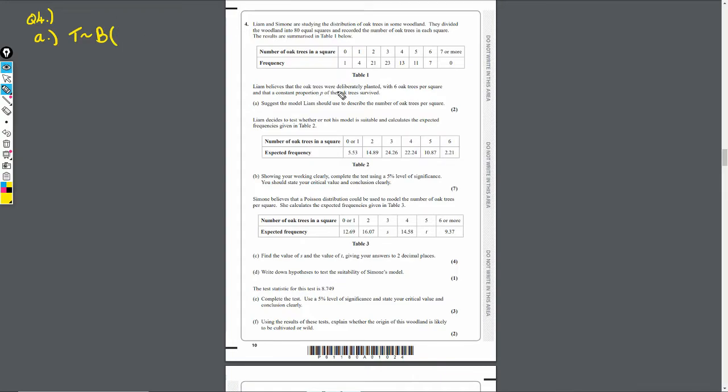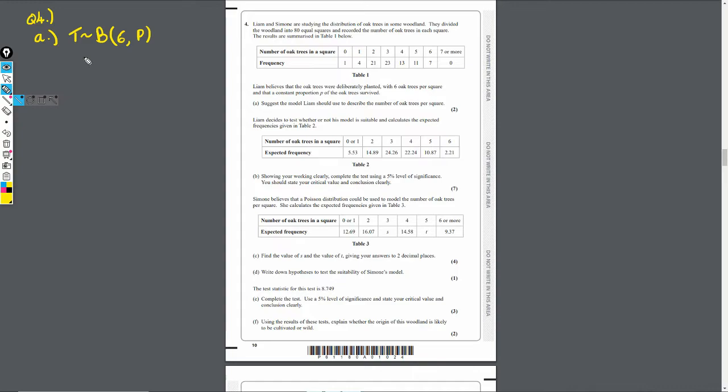My n, well, how many oak trees? 6 oak trees per square. That's my fixed trial here, my fixed number, so that must be my n. And my p, well, we don't know what p is, so we're just going to write p like that. We can later work this out, but for now we don't know what it is, so we'll just put p. Okay, and that's simply all you've got to do for the first 2 marks. It's just understanding that it needs a binomial because we're talking about proportion. So that's part A done.